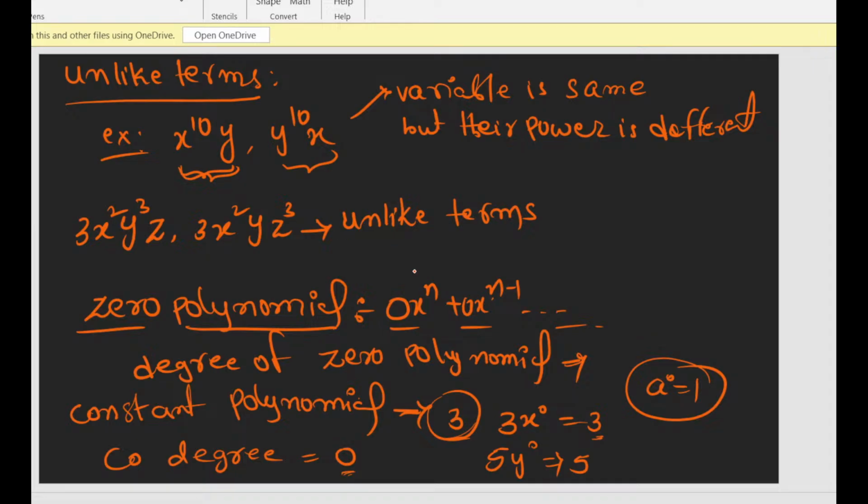Now tell me, what is the degree of the zero polynomial? It is not defined.